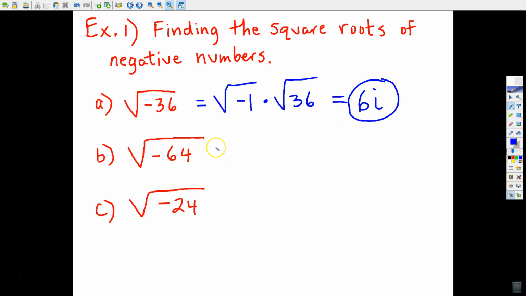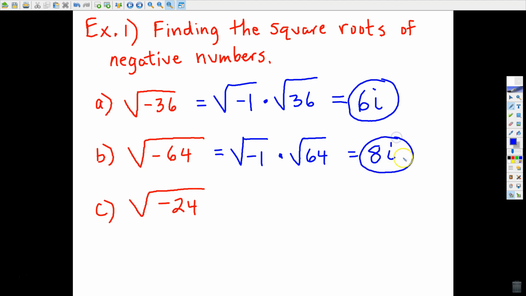Letter B, I'm going to show the same factoring. Let's do it as the factoring of the square root of negative 1 times the square root of 64. The product of these two blue radicals would equal the red. Well, let's simplify, because we now know that the square root of negative 1 is i, and the square root of 64 is 8. So we put it together, and the answer to this radical would be 8i.